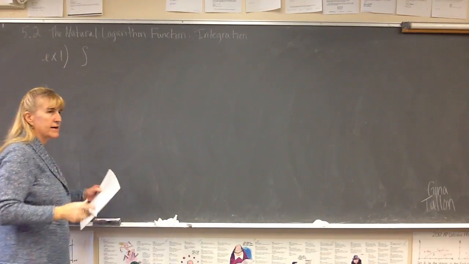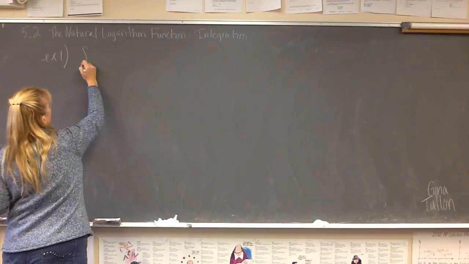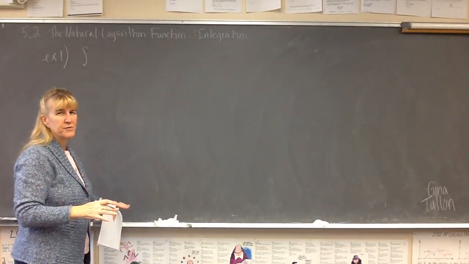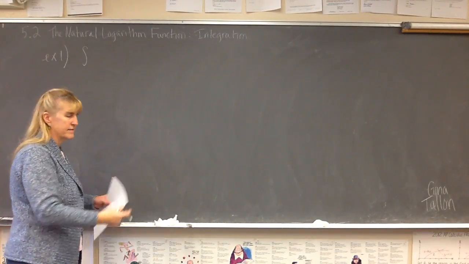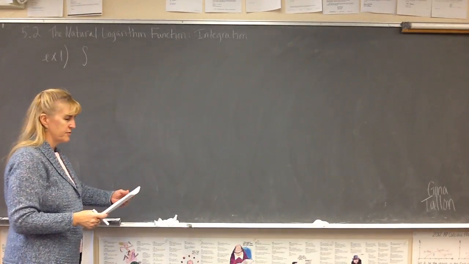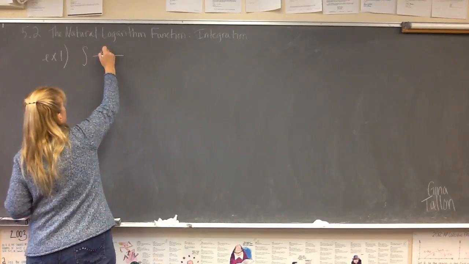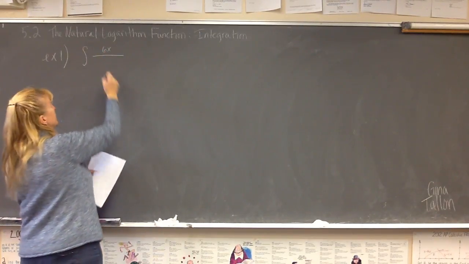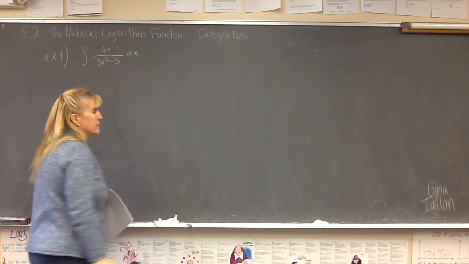I would like to integrate, and I'm going to stick with an integral that has no upper and lower limits so that we don't have to worry about doing the fundamental theorem of calculus and substituting them both in and subtracting. So I just want to get the idea of the substitution down for you. Okay. So we have an indefinite integral. It's not definite because I don't have definite upper and lower limits. 6x over 3x squared minus 5.